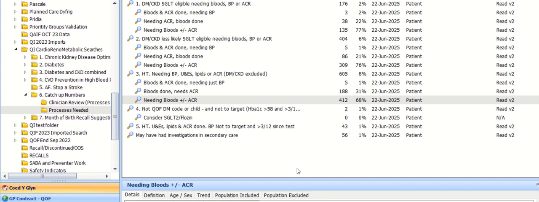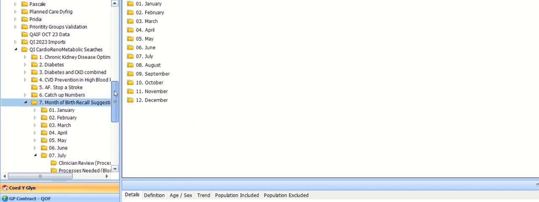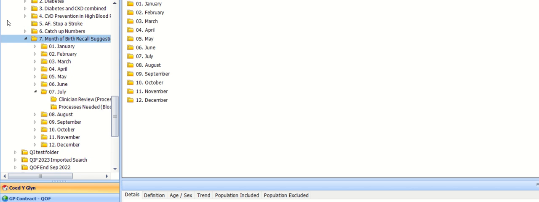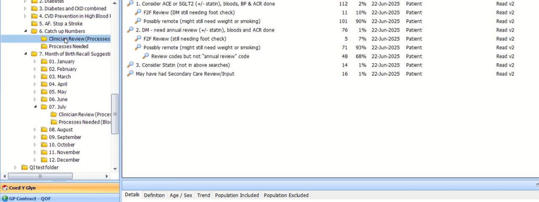And the question then is perhaps how do we break these numbers down into more manageable day-to-day numbers? And that's where the idea of inviting people in their month of birth has been popular. And we do the same thing. So it's the same search where we're looking for patients who need processes and patients who are ready for a clinician to review. But this time around, we're also going to break people up by month of birth.